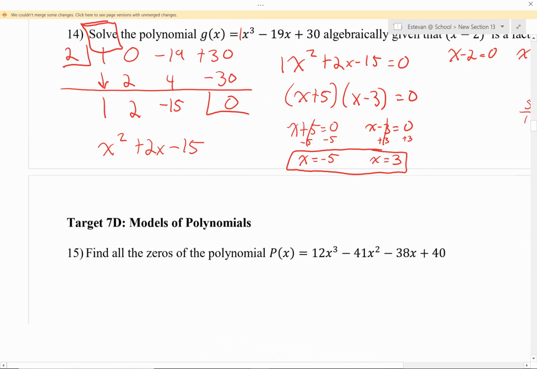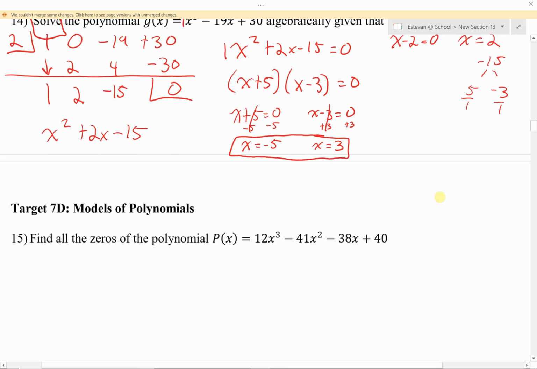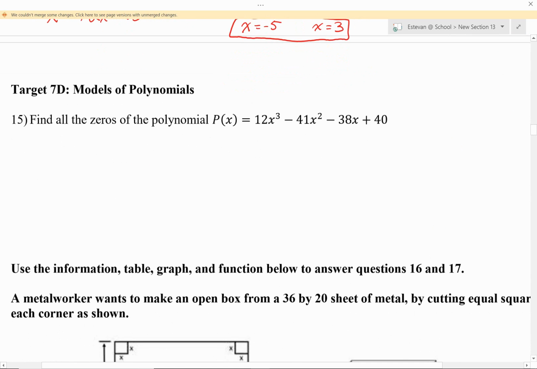All right, zoom out. Solving using synthetic division. 15. Find all zeros of the polynomial p of x is equal to 12x cubed minus 41x squared minus 38x plus 40. Since we're not given a factor or a zero of any kind, it'll be very difficult to do synthetic division. It's going to be a guess and check.